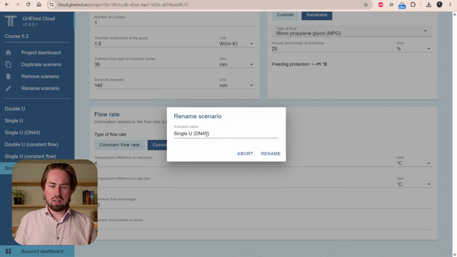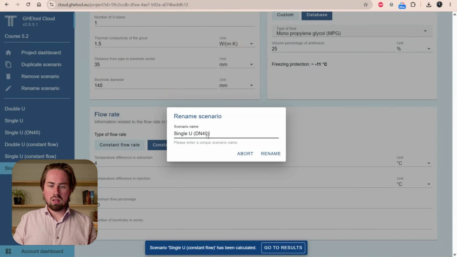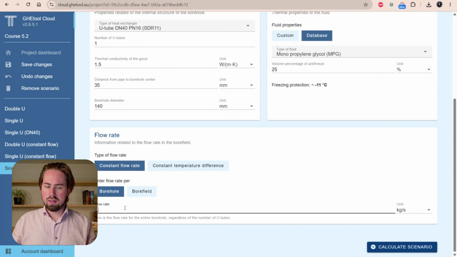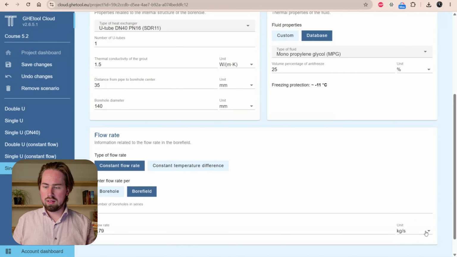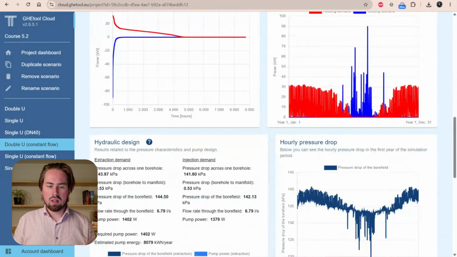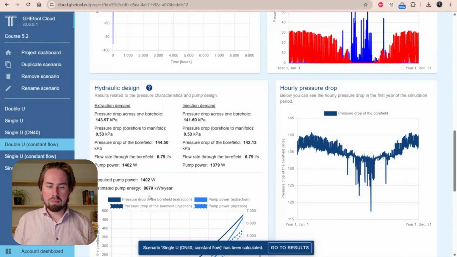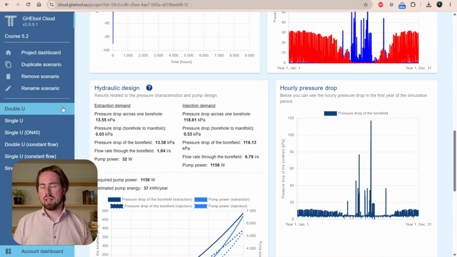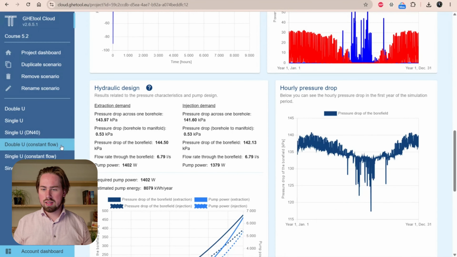And here again, constant flow rate. So if we now go to the W, what you see here is that our pump energy is significantly higher. It's from 37 to 8,000 kilowatt hours. And that's because, you can clearly see it here, the pressure drop is now always high. We always have this very high flow rate, although we do not need it for extraction. So our pump is just working.